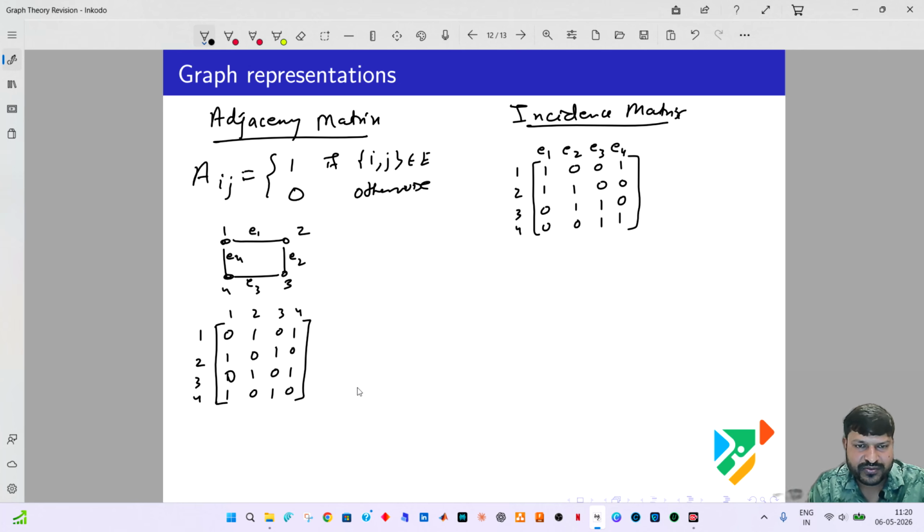You can answer a few of the basic questions. For example, what is the degree of 2? Using the adjacency matrix, look at row 2, add all the non-zero entries, you will get 2. So the degree of 2 is 2. Now look at the incidence matrix. Can you find the degree of 2? Yes, you can. How many edges are incident with 2? E1 is incident, E2 is incident, hence 2. So both matrices are able to answer questions regarding the degree of vertices.